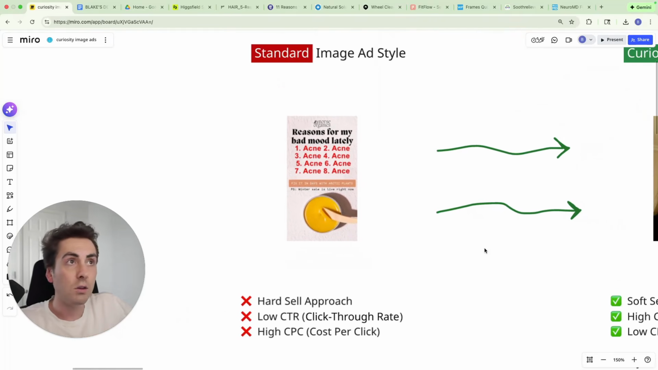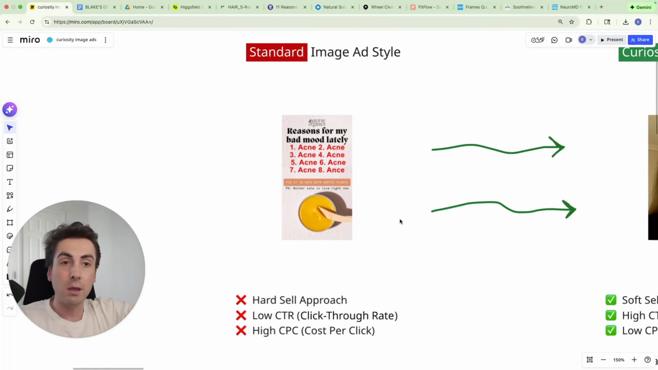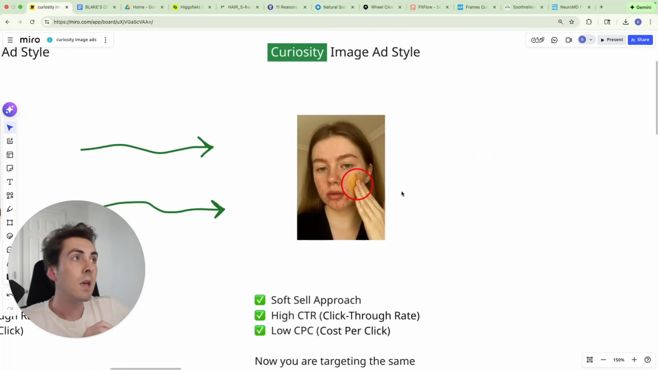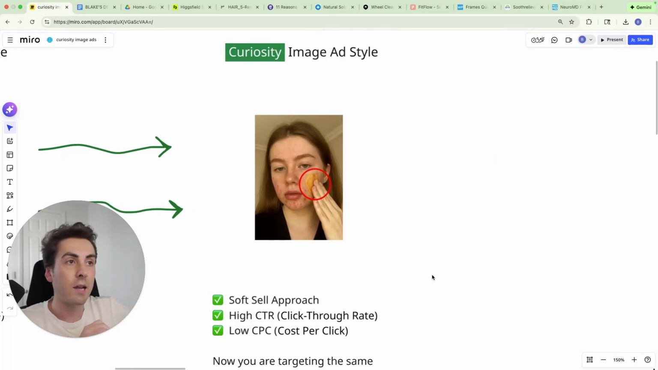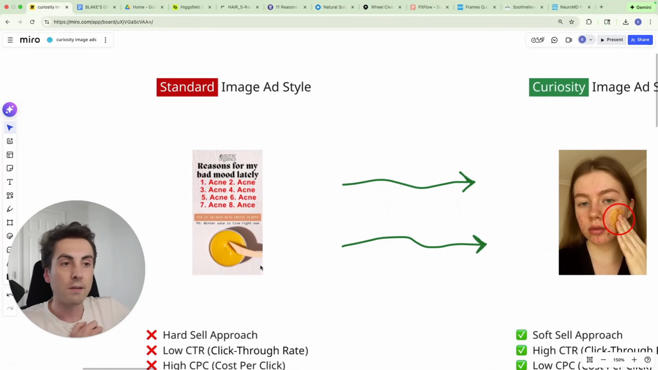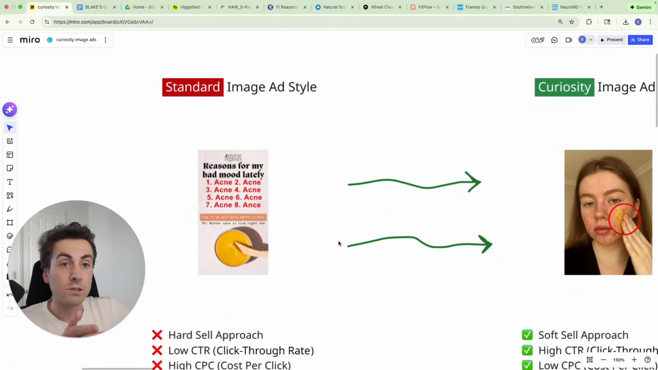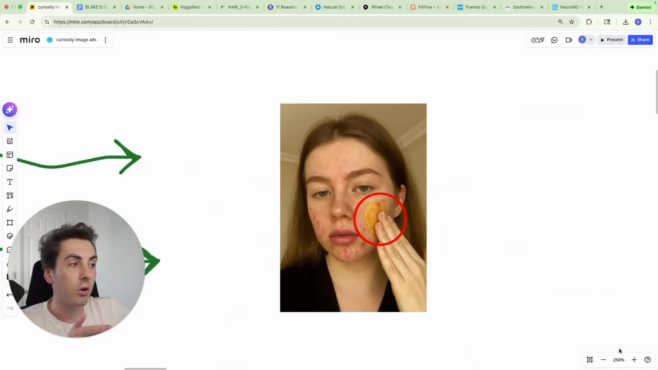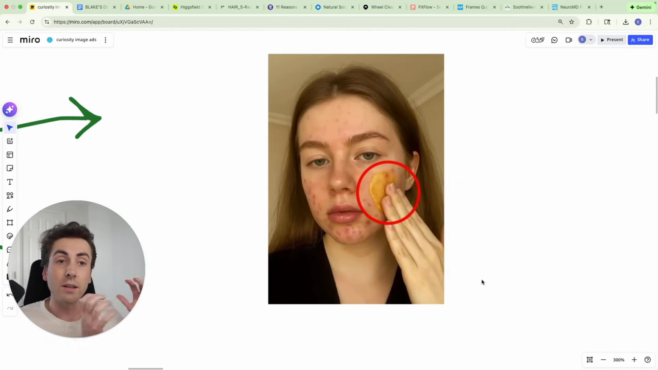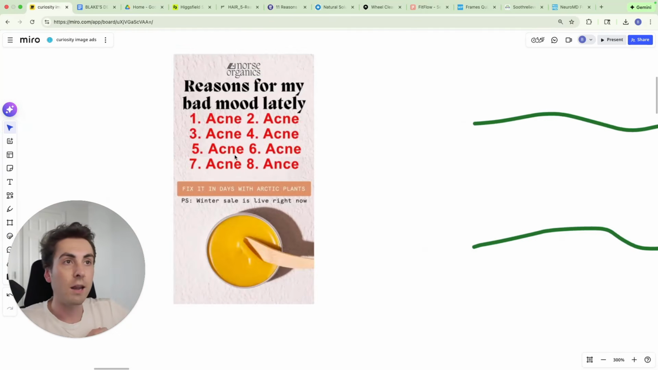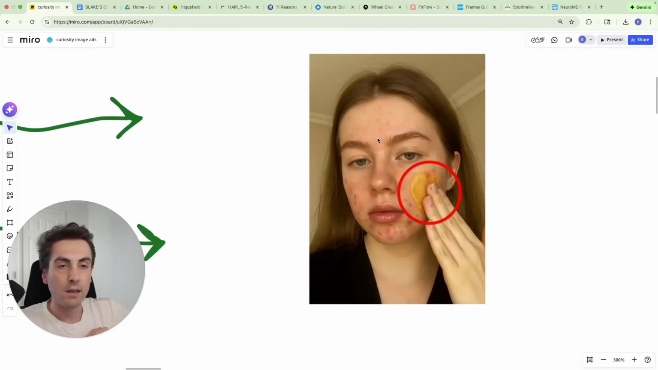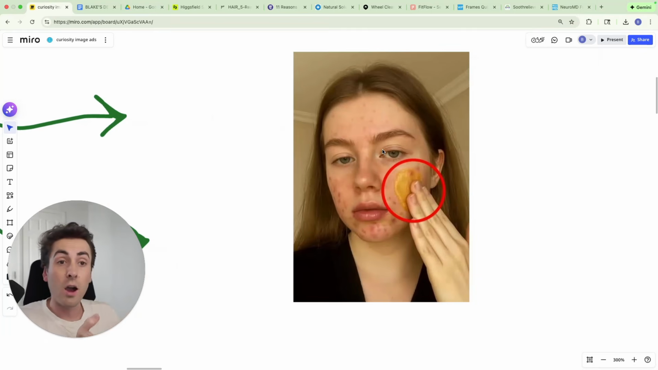Now what you can do instead, don't get me wrong, you should have images like this in your ad account, but for top of funnel, super cold audiences, this is a curiosity image ad style. So this is the same exact brand. They have the standard image ad, which is a hard sell approach, and they have this curiosity style image ad. They're selling to the same avatar, which is acne, right? They're calling out their avatar, but they're not hard selling the product. They're also driving curiosity with this red circle and then this gel, which is on her cheek. This is actually their product as well.